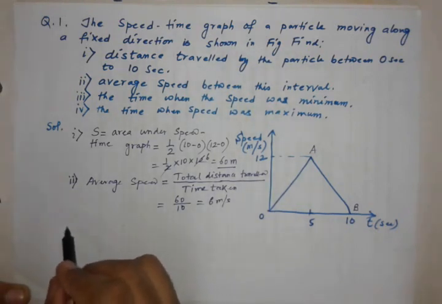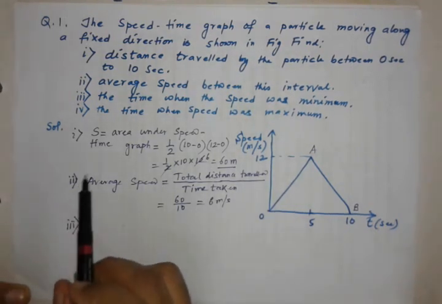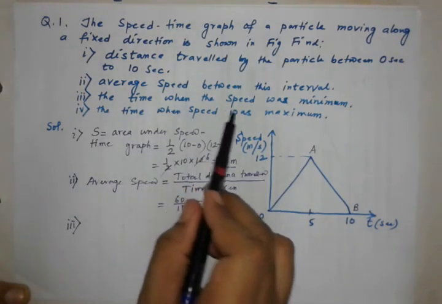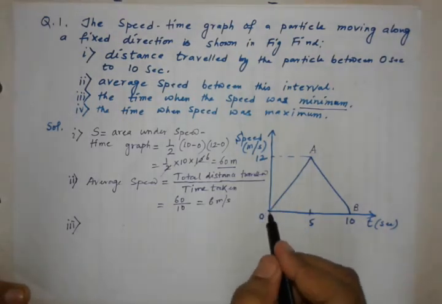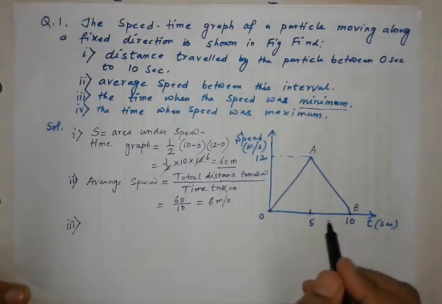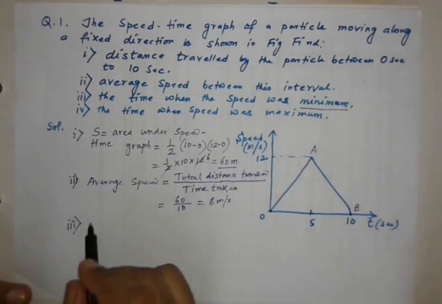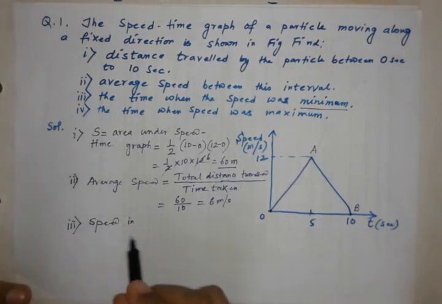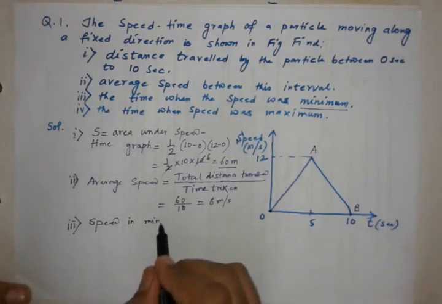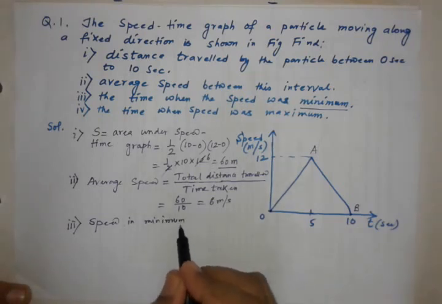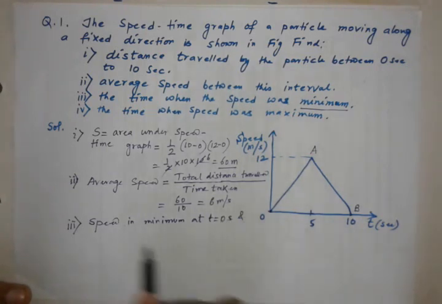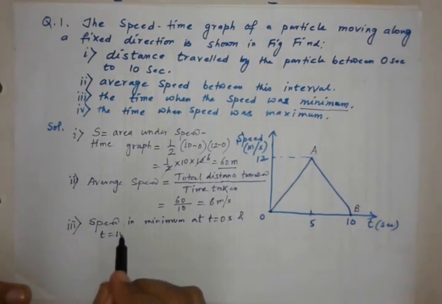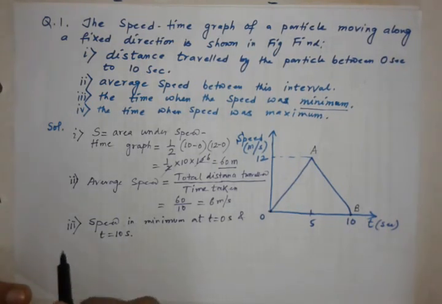And here we'll go to the third one, that is the time when the speed was minimum. See, in two cases the speed was minimum. It's 0 at this point and at this point. So the speed is minimum at t equal to 0 second and t equal to 10 second.